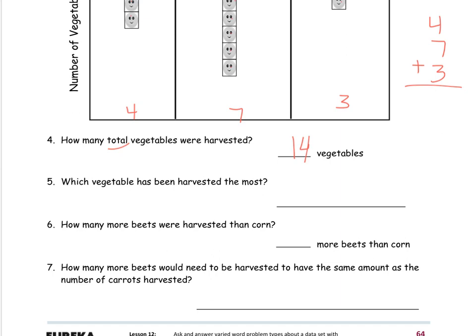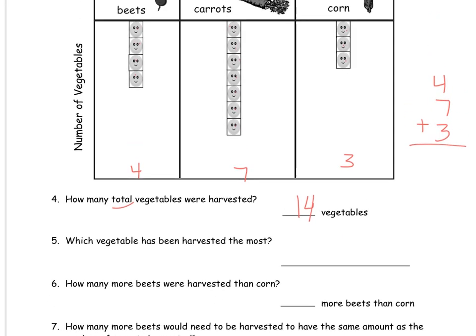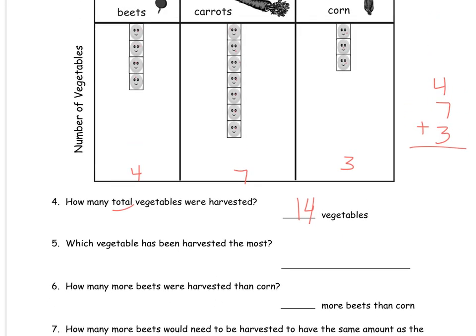Question 5 says, which vegetable has been harvested the most? And I can look at this by looking for the highest number down below, or I can look at it to see which one from this starting point up here stretches the furthest. And I can see that carrots have been harvested the most.